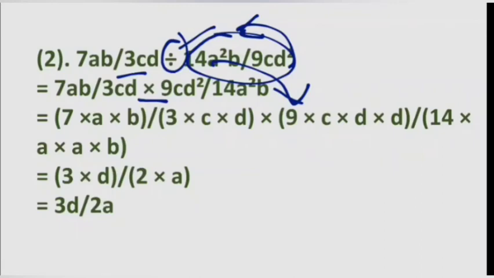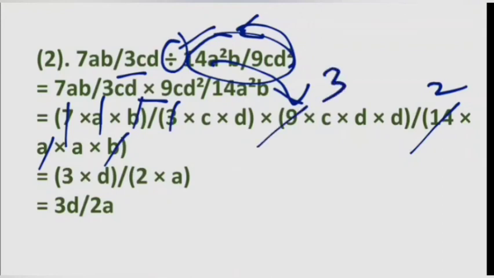Let's cancel the numbers first, the digits. So we have 7 going into 14 here, which is 2. A cancelling A. Then B cancelling B. So we have one A left as the denominator. Let's continue. 3 going into 9 here, we have 3. C cancelling C. Then D cancelling D. We have one D left here, just as we have one A left here.